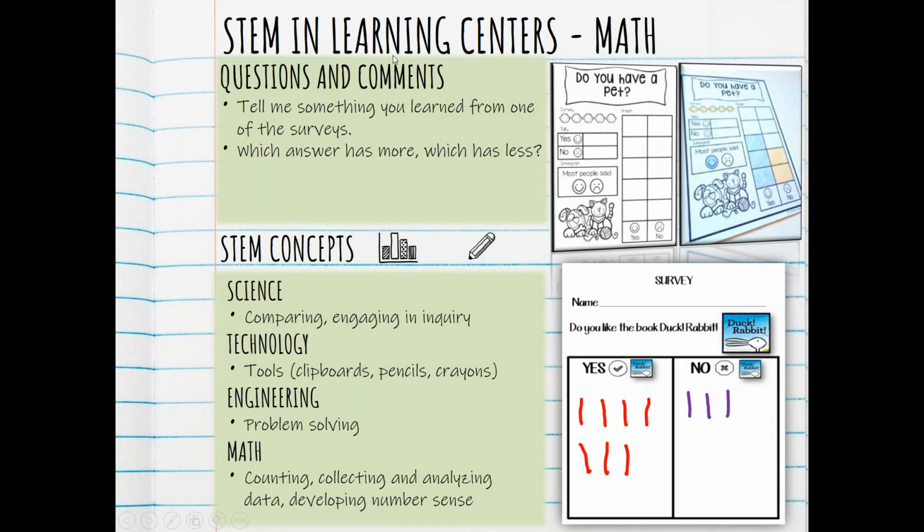And you can ask those questions and comments. Tell me something you learned from one of the surveys. Which answer has more, which has less? And then on the right, you can see different examples of some surveys. So the first survey incorporates a graph built in where they would color yes or no for each of those yes or no's. And then also on the bottom, you have, do you like the book Duck! Rabbit!? They can use tally marks for yes and no.